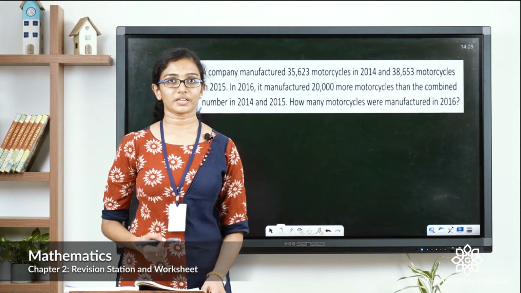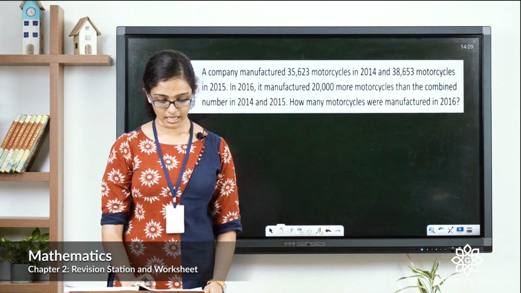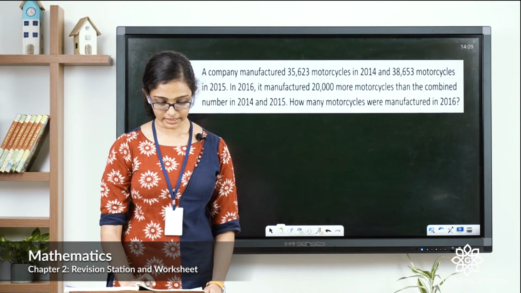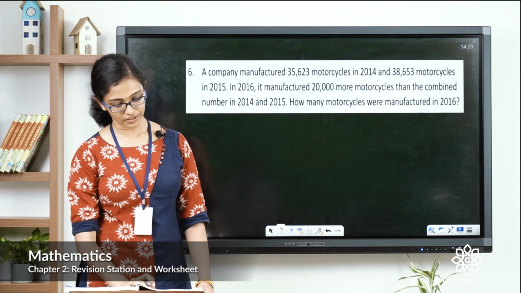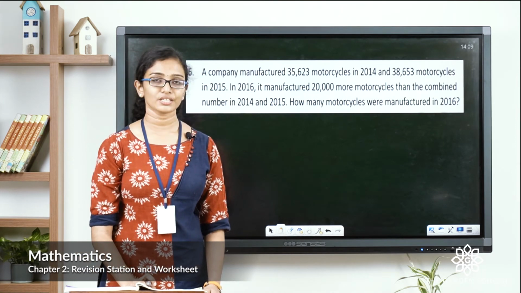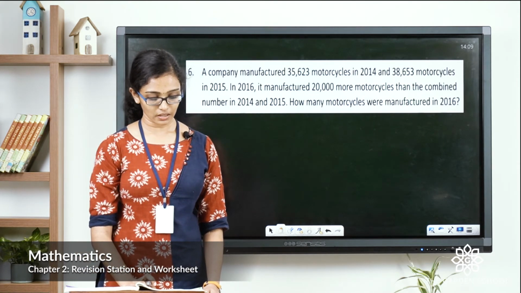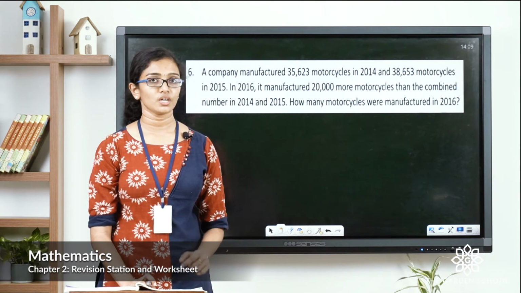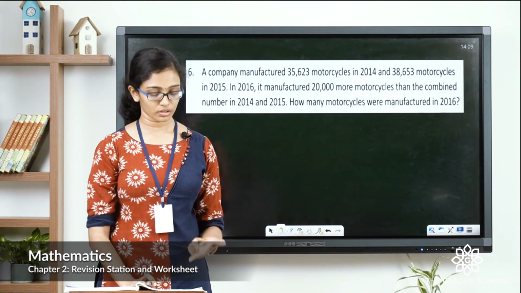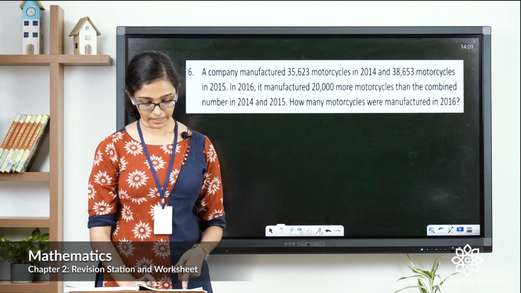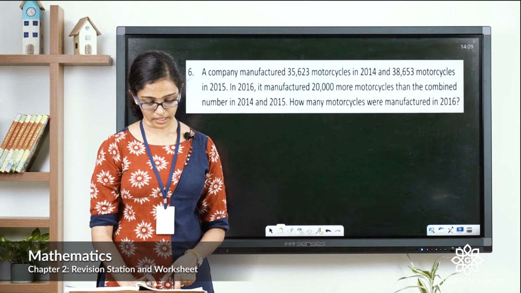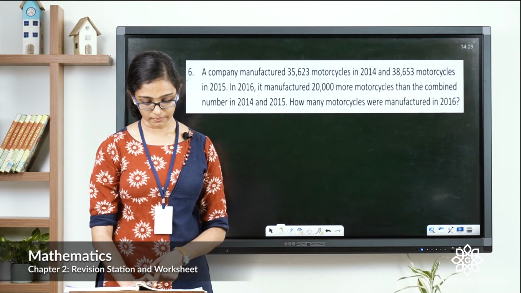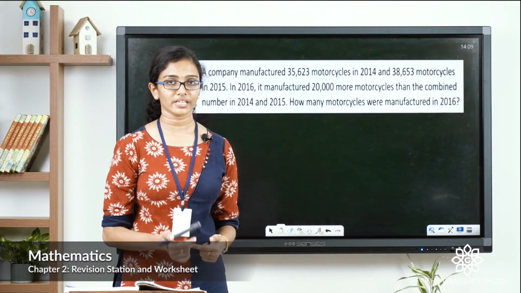Now, let's move on to question number 6, the last one. A company manufactured 35,623 motorcycles in 2014 and 38,653 motorcycles in 2015. In 2016, it manufactured 20,000 more motorcycles than the combined number in 2014 and 2015. How many motorcycles were manufactured in 2016?